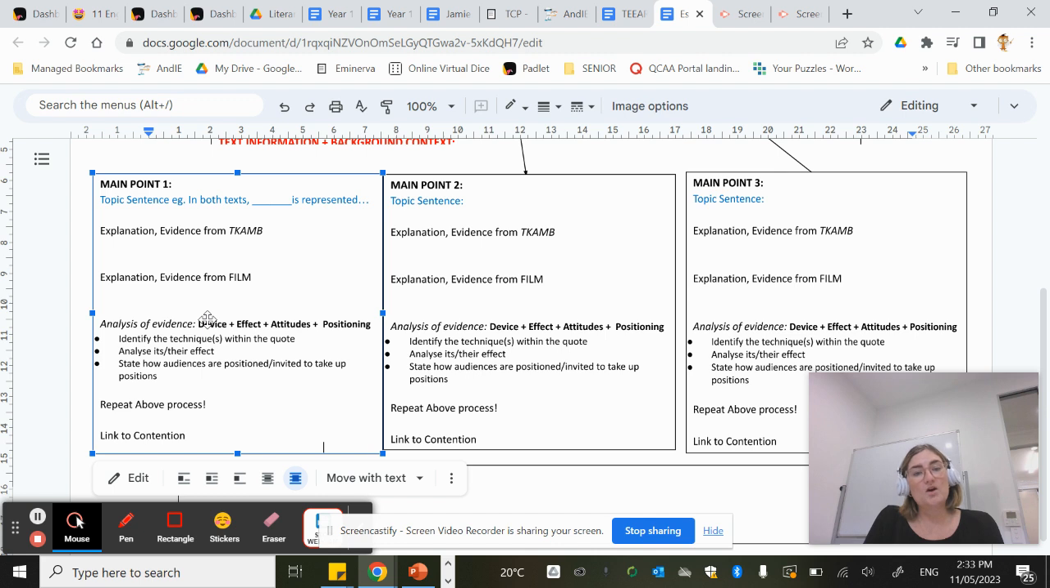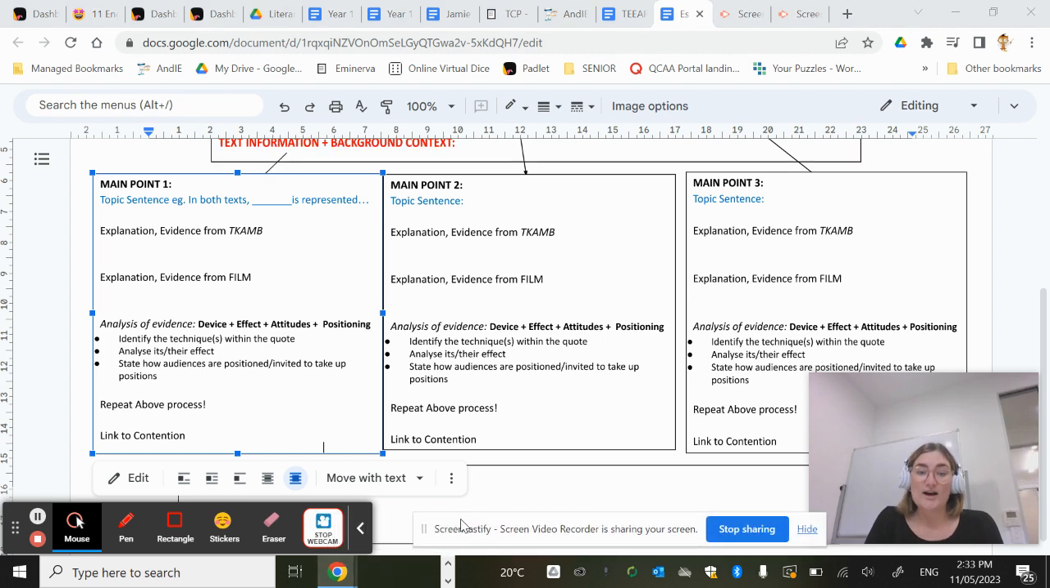So when I am picking my evidence, it's very important that I'm picking the evidence that shows a stylistic or an aesthetic device, because in this part here, where it says analysis of evidence, I actually have to analyze it and talk about the purpose of it being there and what it does, what impact it has on the reader of my article, or the reader of the text, or the viewer of the film. All right. Now, see where it says repeat above process, right? It's your standard TERL paragraph.